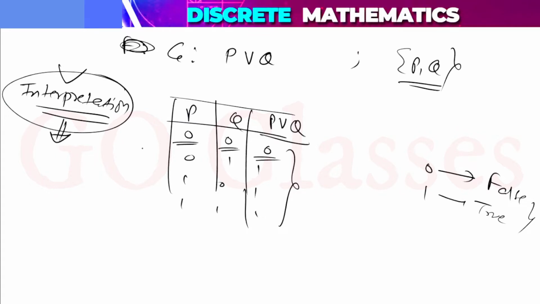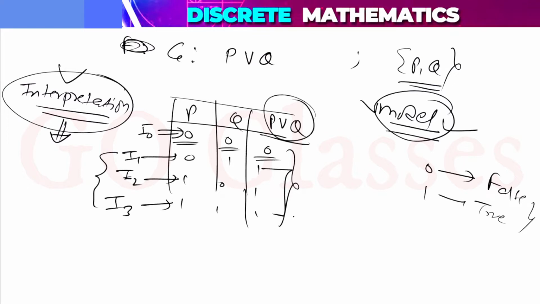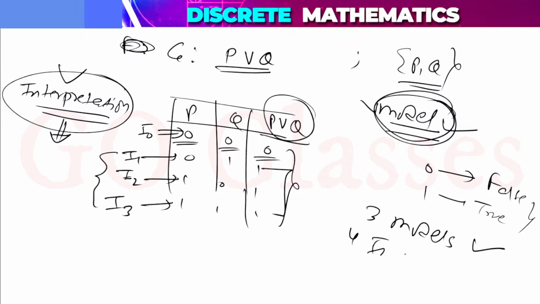Now let's see the definition of model. The definition of a model is also very simple. A model is such an interpretation for which the formula is true. For example, in this formula, let's call the first interpretation I0, the next I1, then I2, and I3. You can see that for these three interpretations, the formula becomes true. Hence, we will say these three interpretations are models. So how many models do we have for this formula? A total of 3 models. For this formula, there are a total of 3 models and a total of 4 interpretations.